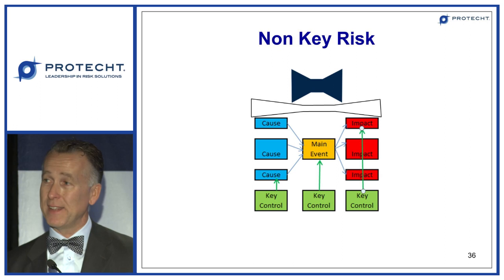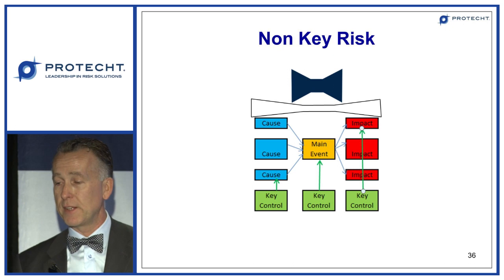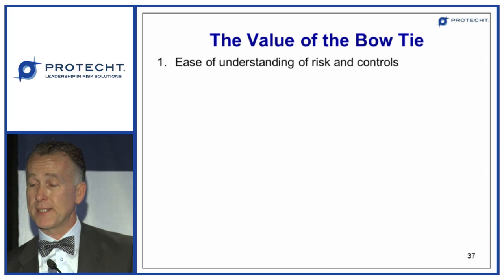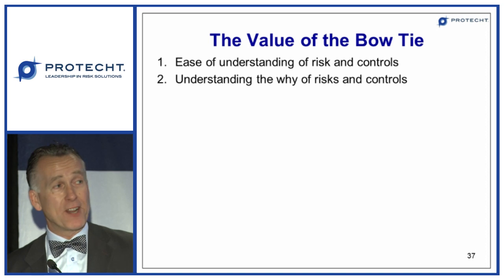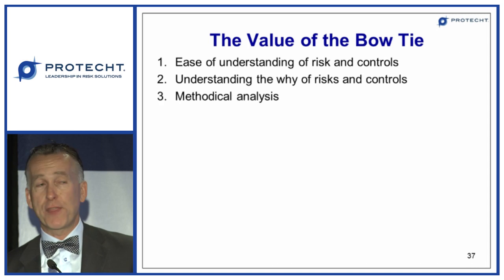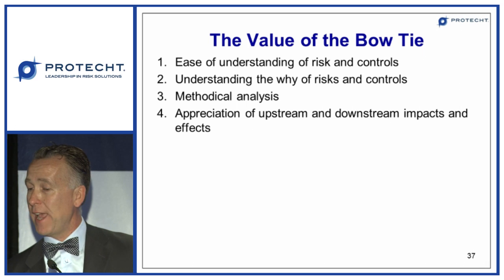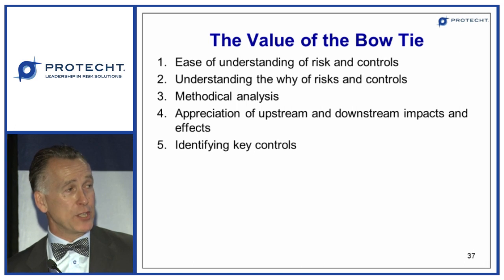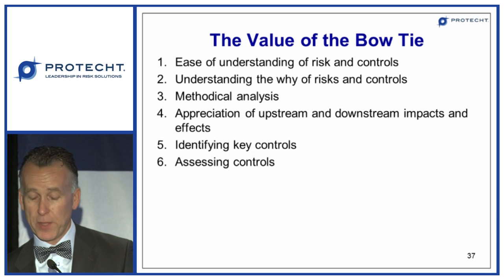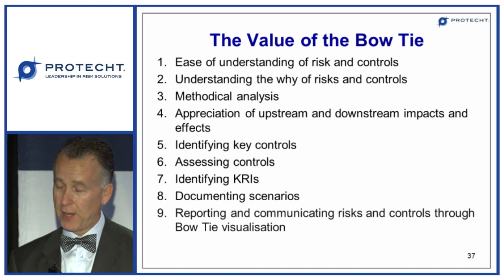The key to this is understanding this and getting the understanding across your employees, and we suggest the bow tie is an easy way to do that. So to summarise the value of the bow tie, ease of understanding, getting your staff to understand in simple terms what risk really is. Why we have risks and controls. If people understand the bow tie and add their controls on, they can see very simply what happens when that control fails. It's a wonderful methodical analysis in terms of a mindset on how to analyse risk. You can appreciate the upstream and downstream impacts and effects. You can identify your key controls, understanding which ones affect the key pathways the most. You can use it to assess the quality and effectiveness of controls. You can use it to identify KRIs, document worst-case scenarios, and report through visualisation.